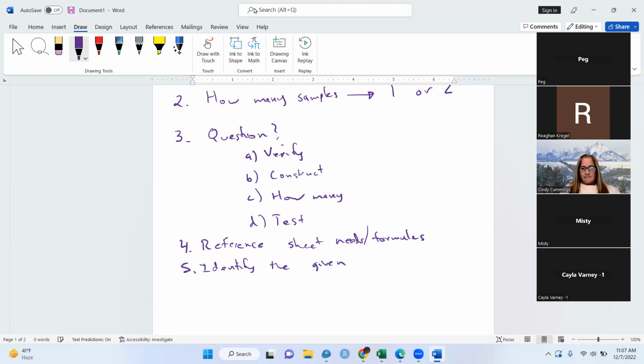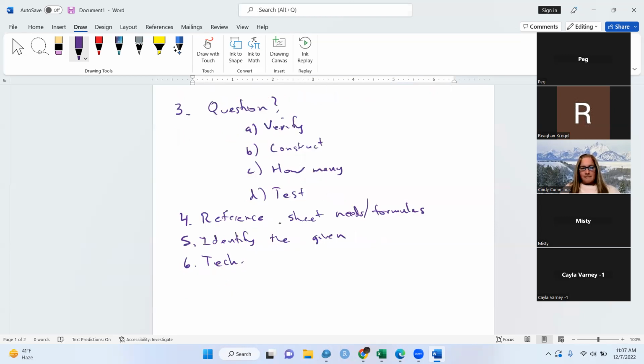And then number 6 maybe is like just use the technology. And then I guess 7, I'm adding things this time. Maybe I shouldn't do that. Would be write the answer. And this is maybe too written out. I don't know. But this is kind of what we've been doing each time as we go through all this.